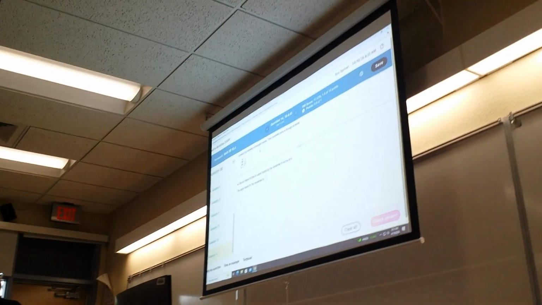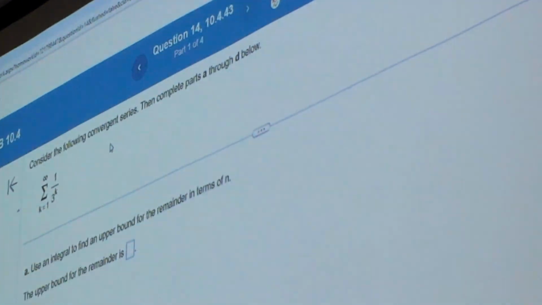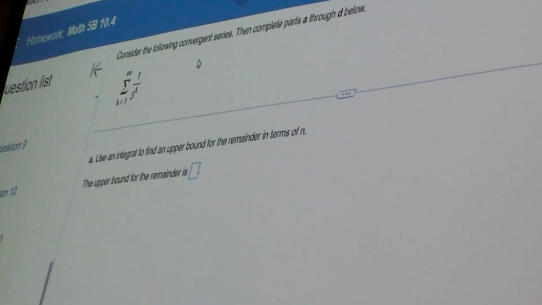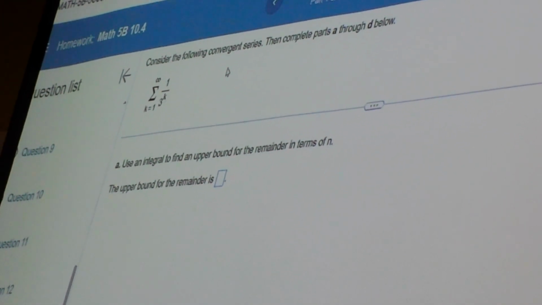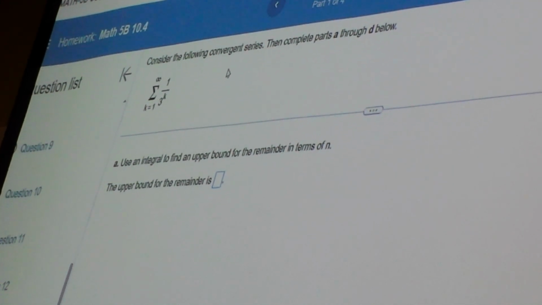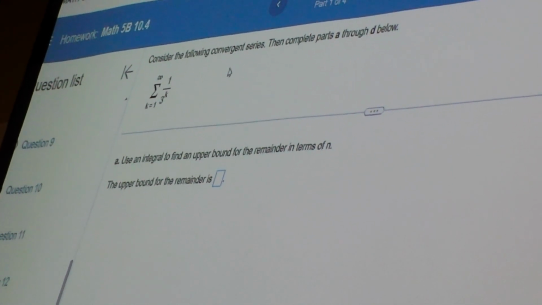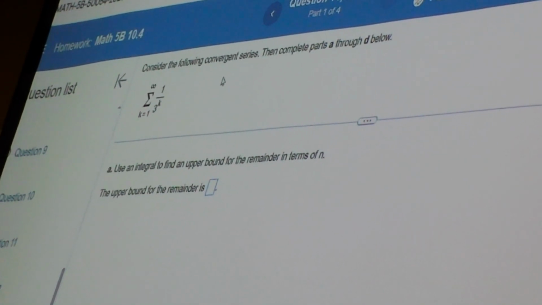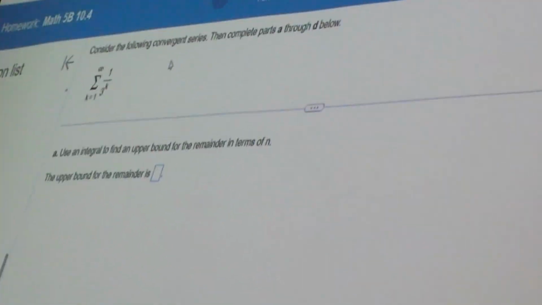Consider the following convergent series, then complete parts A through D below. We have the sum of 1/3 to the K. Use an integral to find an upper bound for the remainder in terms of n. The upper bound for the remainder is.